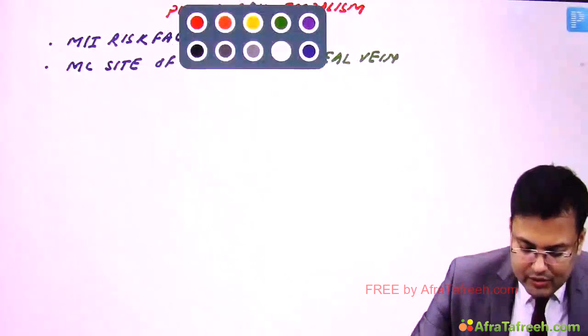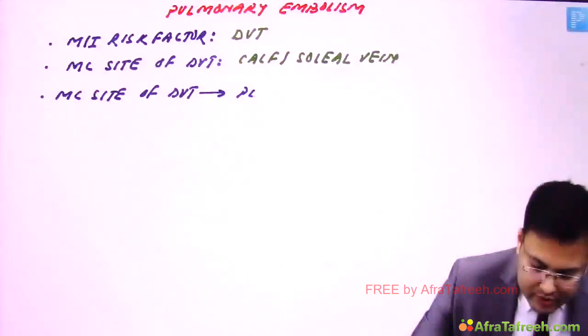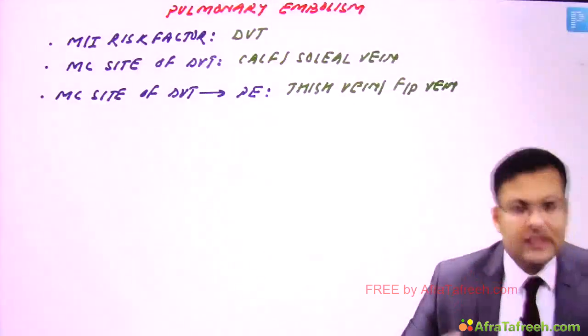Clear? And third important point, the most common site of DVT leading to pulmonary embolism, and that is the thigh vein or femoropopliteal vein. So it's the thigh vein or femoropopliteal vein. Okay, so there is a very simple concept.